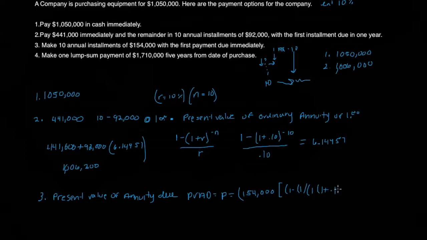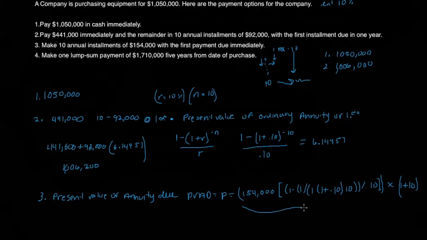Then you close your parentheses, and then you have your rate there again at 10%, and then you will close that again and divide one more time by your annual rate, which is 10%. And then you'll close your brackets, close your parentheses, and then you'll multiply that by 1 plus 0.10, your rate, and then you'll close up your parentheses. And that is the PVAD equation.